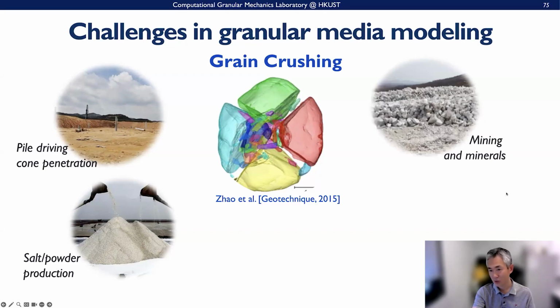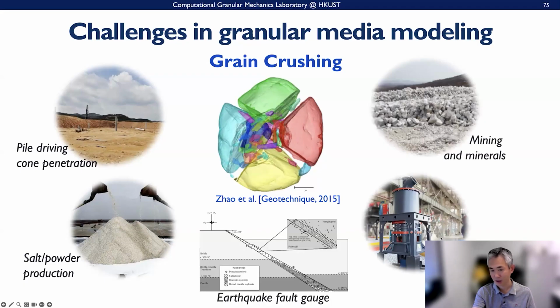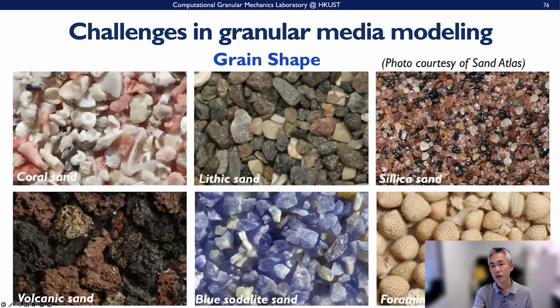In mines and minerals, when we crush, we have a crusher ready to create the product. When we generate fertilizer and food grains, a lot of crushing happens. Also in earthquake engineering, when we study the fault gouge, the shear and compression are high, and the crushing can break these particles into fine particles.